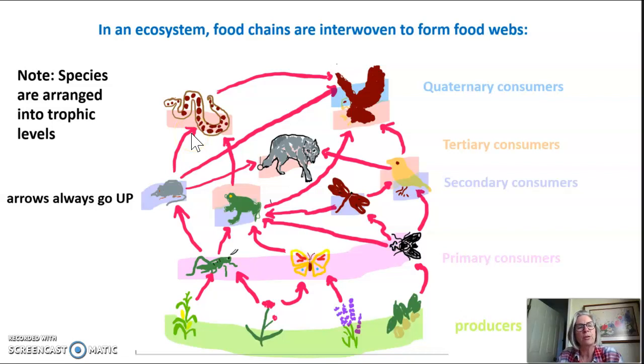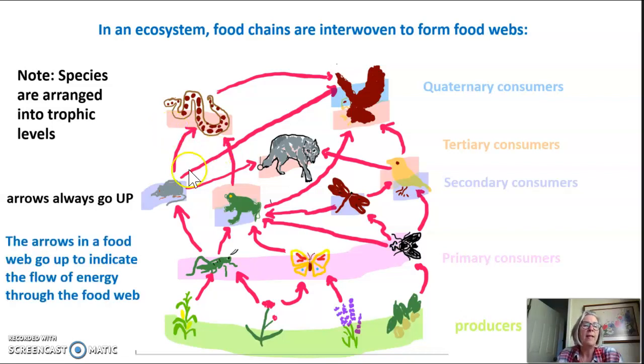This is something students often mistake. The arrows go up because what the arrow is indicating is the energy flow in a food web, that the energy is going from the producers to the primary consumers, to the secondary consumers, to the tertiary consumers, to the quaternary consumers. Students often reverse the arrows because they like it to reflect the feeding relationship, when in fact it should reflect the energy transfer.